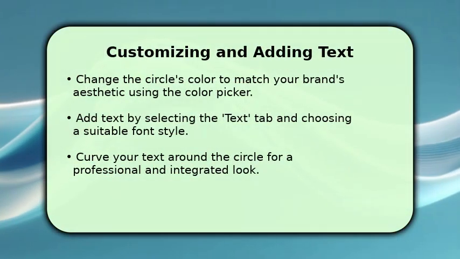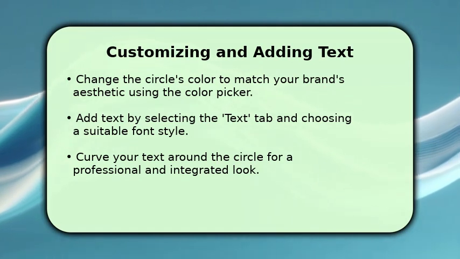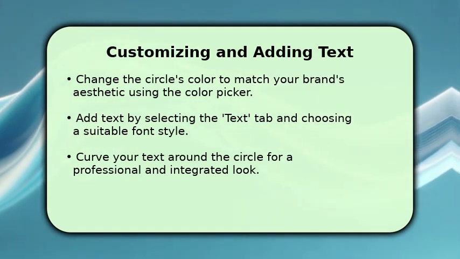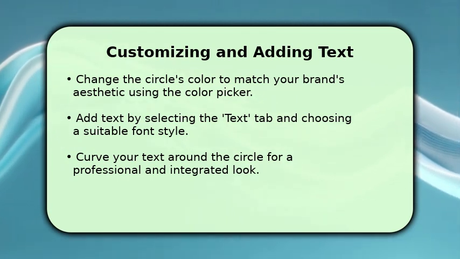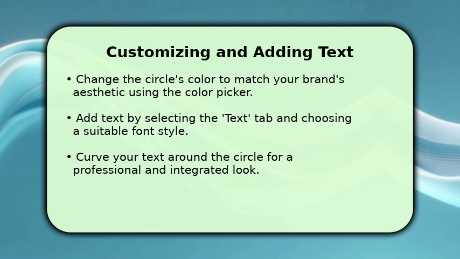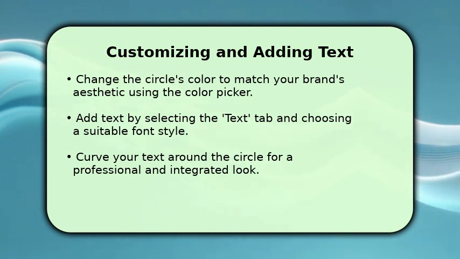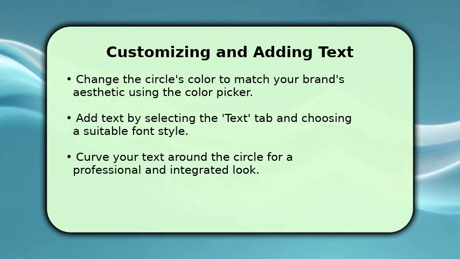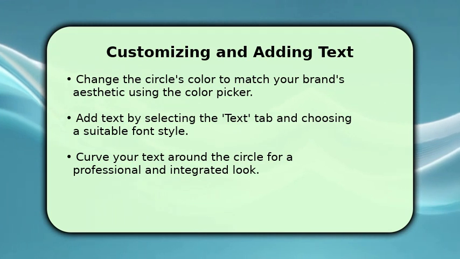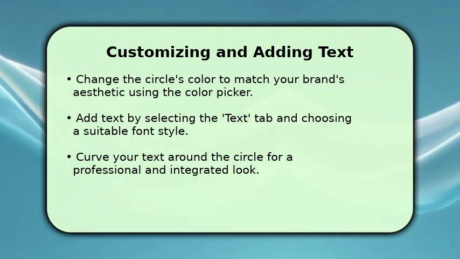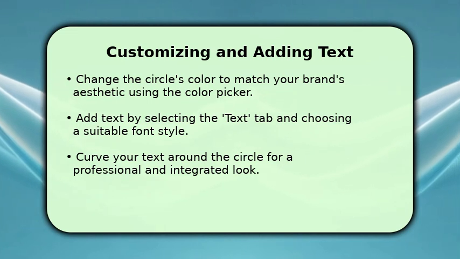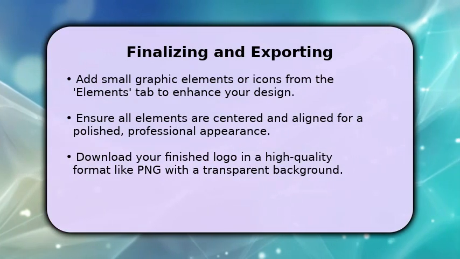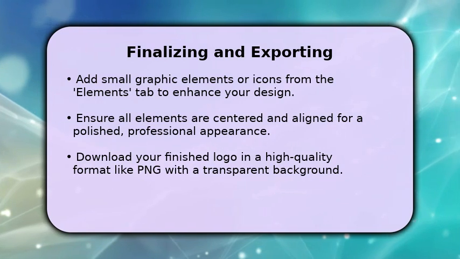Next, personalize your circle logo. Click on the circle and use the color picker in the toolbar to select your brand's primary color. Then, head over to the Text tab and choose a font that complements your brand. Type your logo's name or initials. To make it truly circular, use the Effects option for text and select Curve to wrap your text perfectly around the circle's edge.